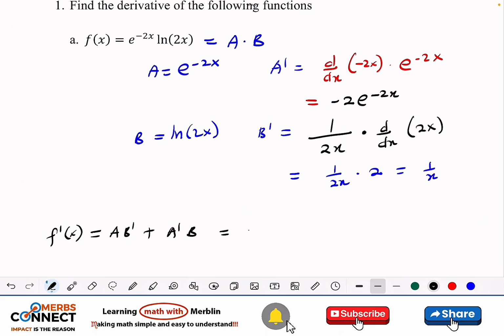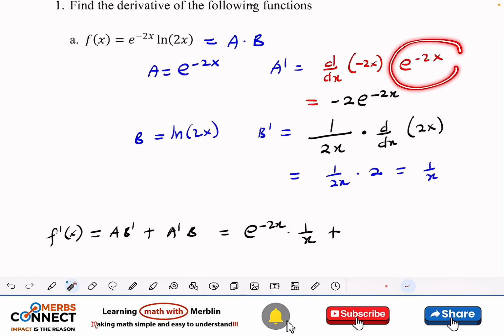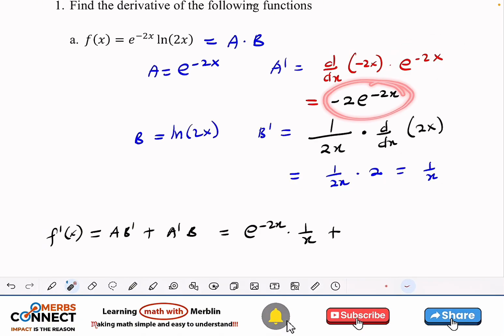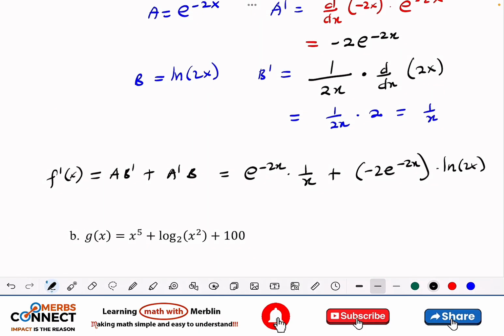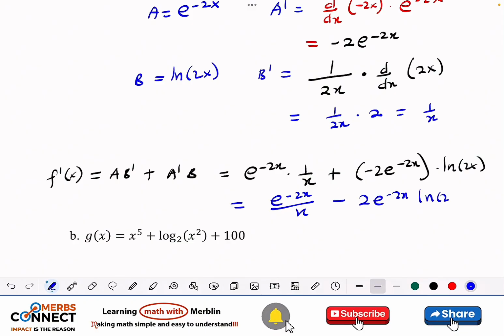I'm going to have e to the power minus this times 1 over x plus a prime is this multiplied by this. So I'm going to have minus 2e to the power minus 2x times natural log of 2x. So simplify this and then boom, we are having something like e to the power minus 2x divided by x minus 2e to the power minus 2x natural log of 2x.